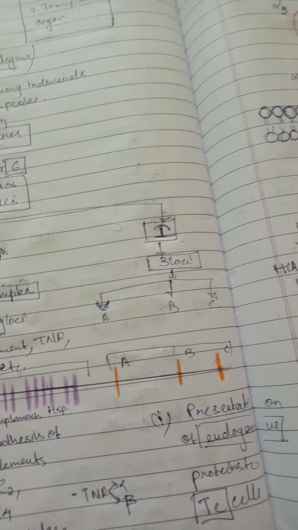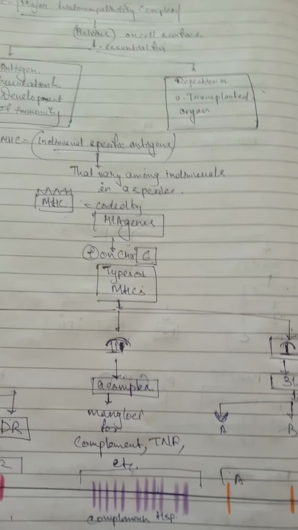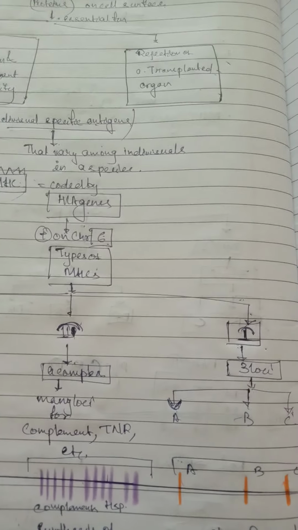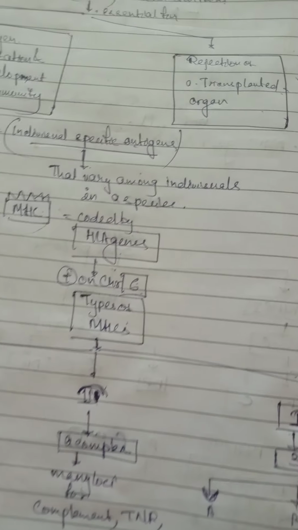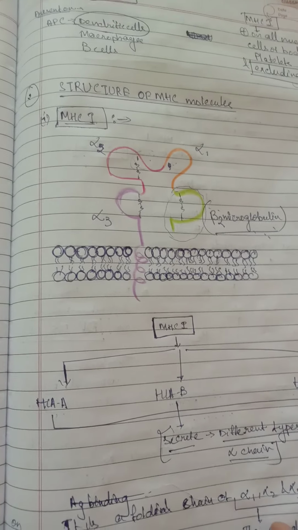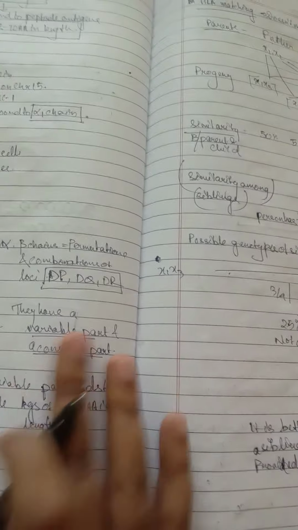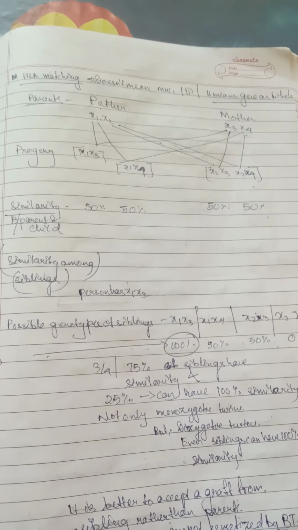So we have discussed the major histocompatibility complex, on which genes they are present, what the different types of major histocompatibility complexes are, where the MHC molecules are present in our body, the structure of MHC molecules in brief, and let's now know something about HLA matching.